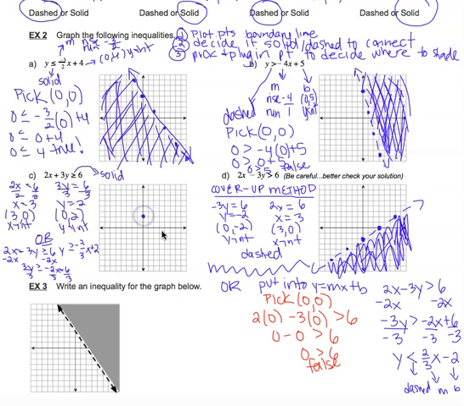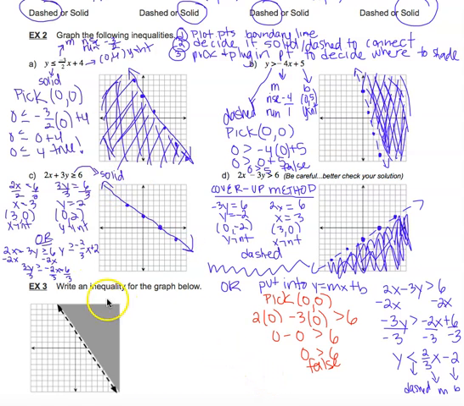If I was doing the cover-up method, I would also have plotted (3, 0) and connected the dots. If I'm using my slope here, I would have gone down 2, right 3, which it does. Then I can go down 2 and right 3 again. Or I could also use my slope to rise 2 and run negative 3. So 1, 2, 1, 2, 3. Again, solid boundary line this time. So connect it with a solid line.